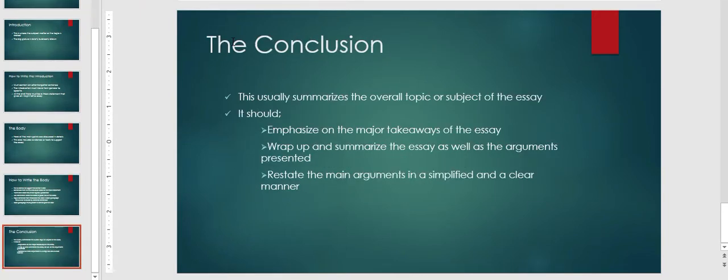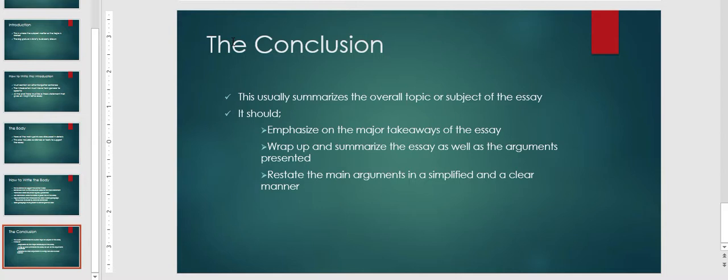And then lastly, the conclusion. At the conclusion, this is where you give a summary of the overall topic or the subject of the essay. Your summary is like it's the last thing that you say. You put all things that you have said in the paragraphs above there together.